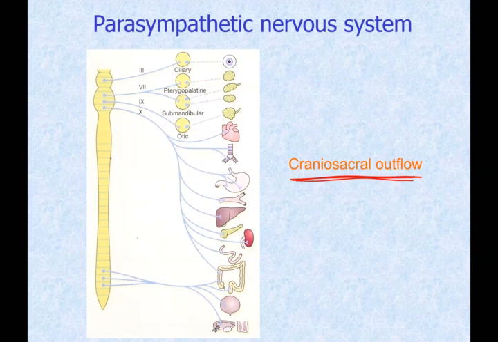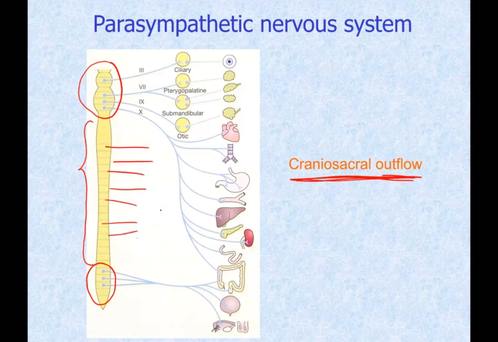So they don't come out from the center here. That's for the sympathetic nerves. Craniosacral means some parasympathetic nerves come out from the brain stem, the lower part of the brain, and a few come out from the sacral region. So you call it craniosacral outflow.